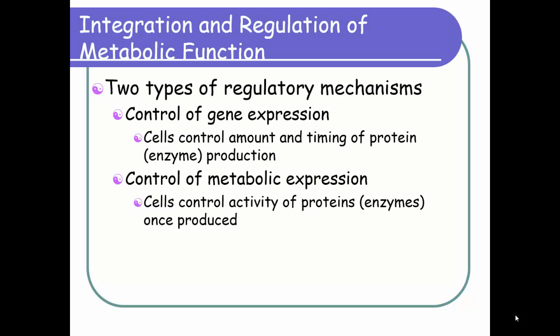Two types of regulatory mechanisms occur within cells, and really this boils down to a single one: control of gene expression. Remember, enzymes are structurally proteins, so we can control the amount and timing of protein production through the expression of the genes. We'll talk about some of this later on. However, once we make the proteins, we then can control the activities through different types of inhibition or through the use of cofactors and coenzymes, and therefore control metabolic expression of those enzymes.